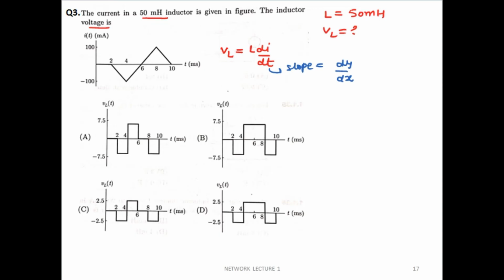So first of all, what will we do? We draw the waveform of di by dt. This is time in milliseconds, and on the y-axis we are drawing di by dt. From 0 to 2, the current is constant, so the slope will be 0. Now from 2 to 4 we have a negative linear function. It is decreasing, so it will have a negative slope.